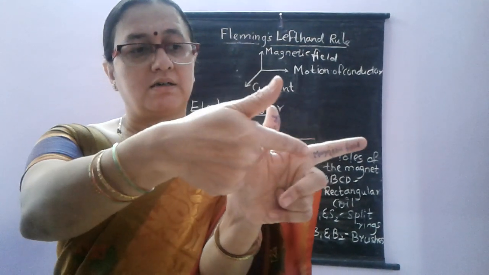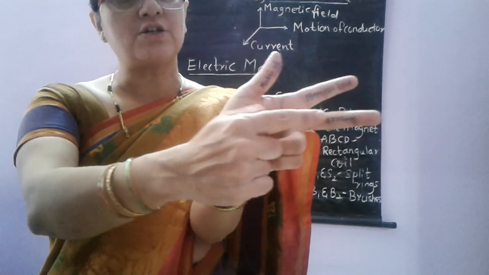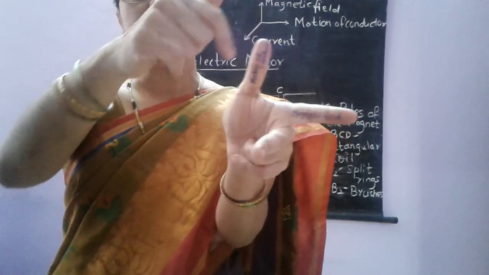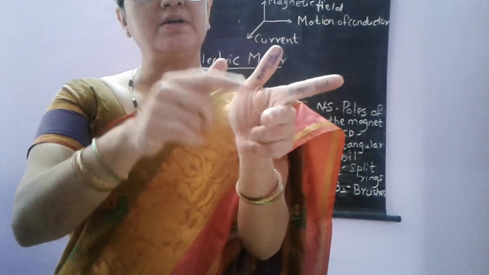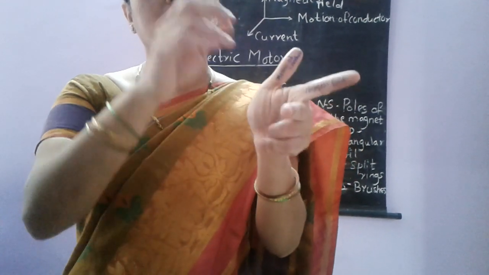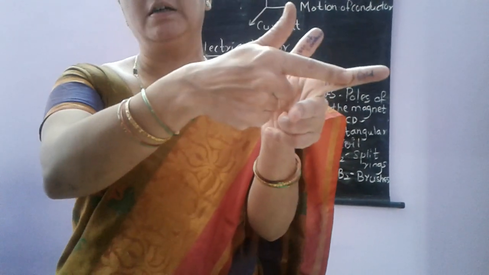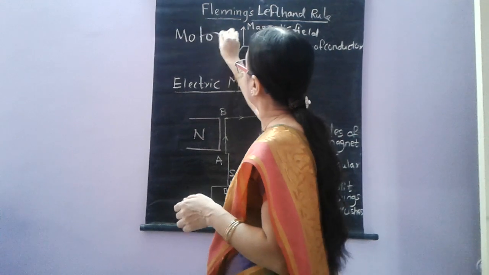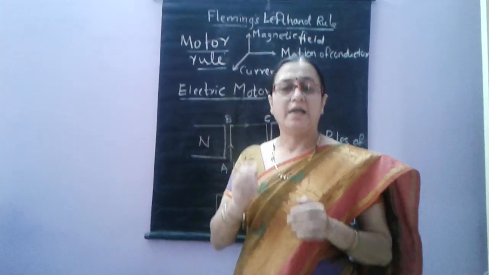Then the forefinger shows the direction of the magnetic field, the middle finger shows the direction of the current, and the thumb shows the direction of motion of the conductor. So Fleming's left hand rule gives the relationship between all the three when a current carrying conductor is placed in a magnetic field. This rule is also called the motor rule. Why? Because this rule is used in the working of an electric motor.